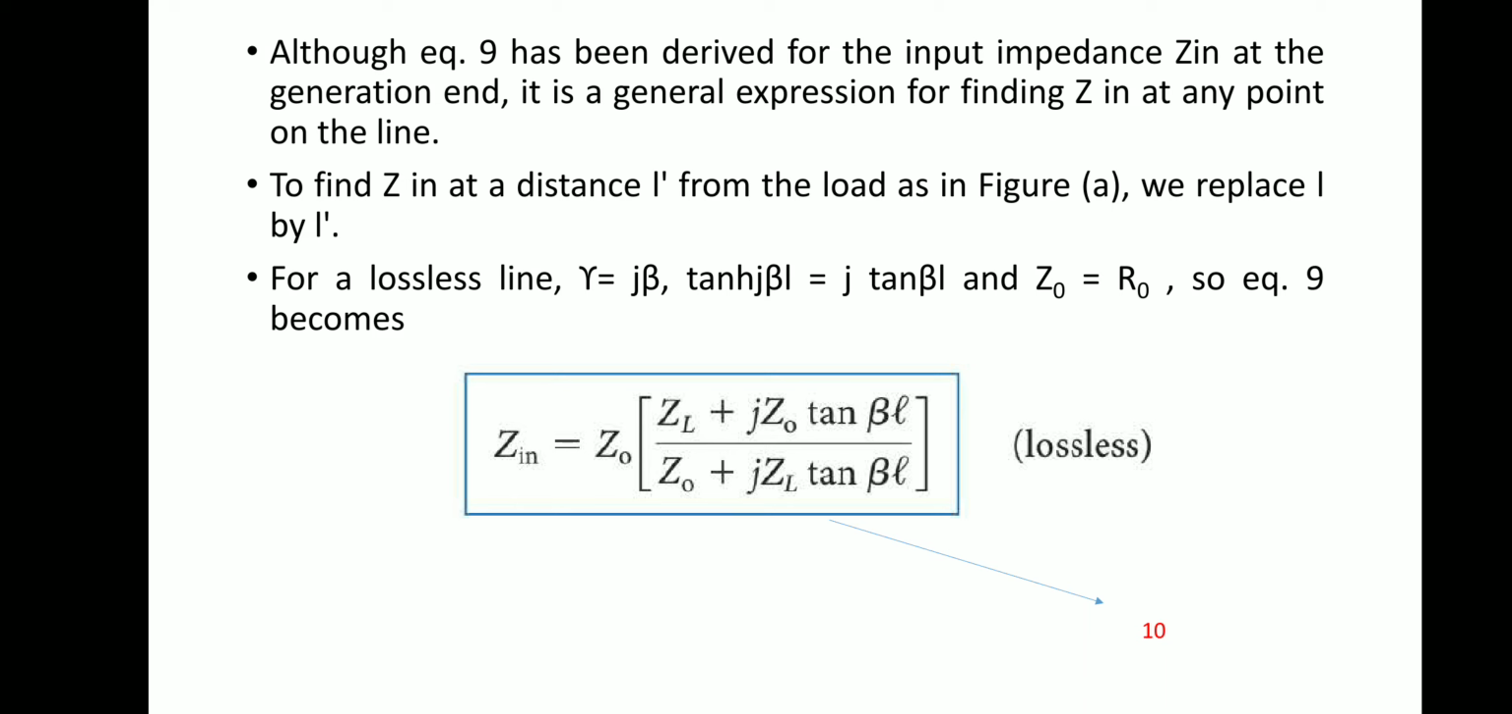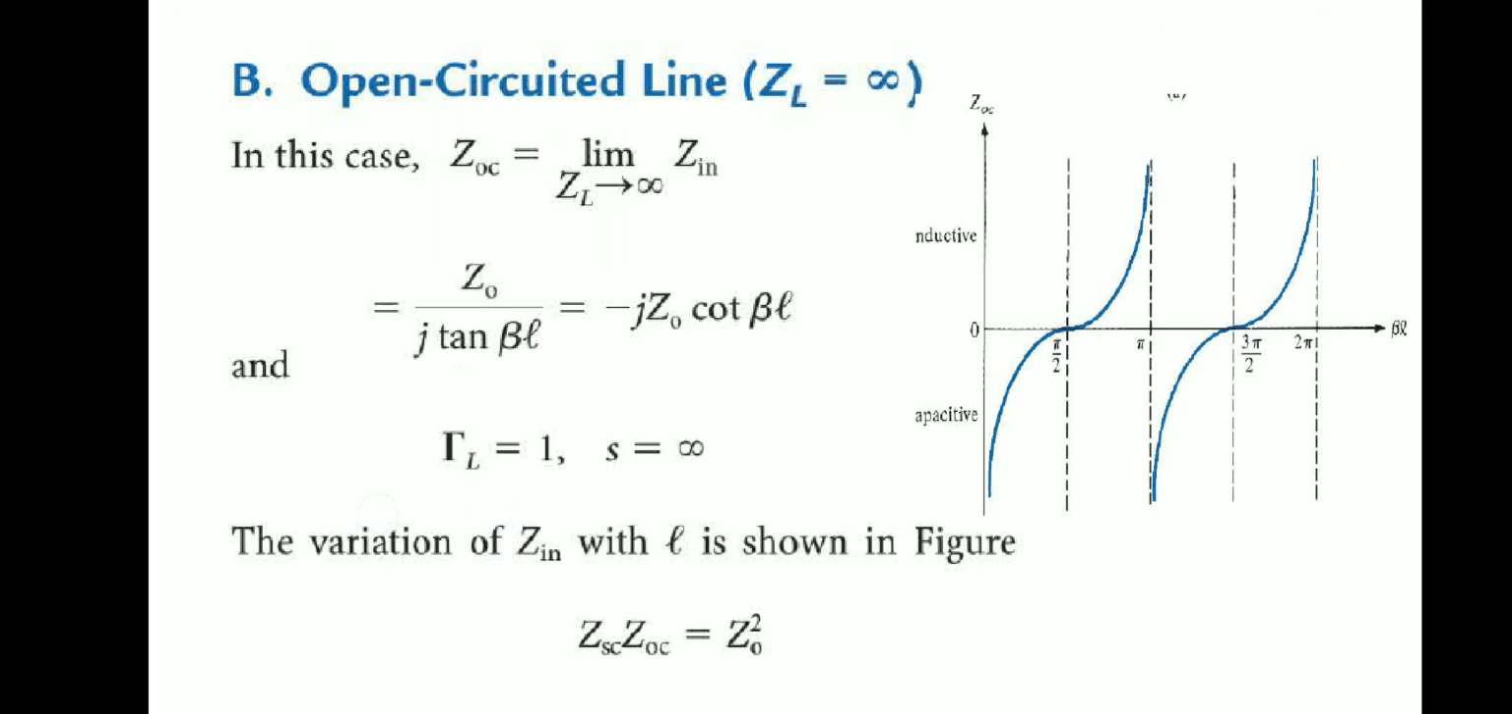you will get Z0 by ZL becomes 0. Similarly, Z0 by ZL becomes 0. Remaining is Z0 divided by j tan beta L. So Z0 divided by j tan beta L is the final result. So 1 by j is minus j and 1 by tan beta L is cot beta L. So you will get minus j Z0 cot beta L. Then for an open circuit, the reflection coefficient is 1 and the VSWR is infinite.